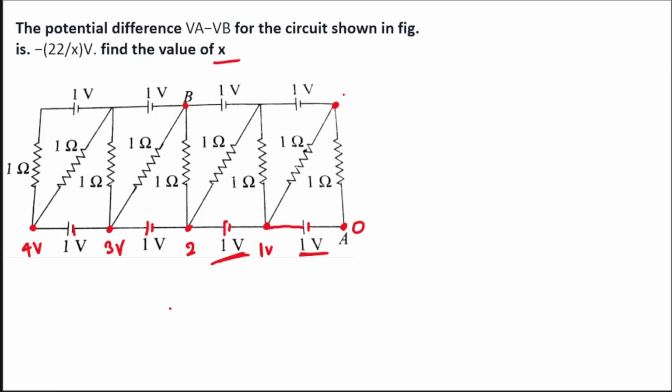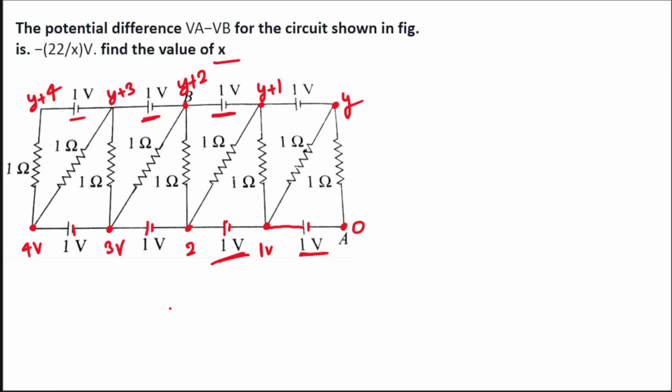Now let us assign this point also some potential. Let's say this point has a potential of y. If this has a potential of y, then this point will have a potential of y plus 1, giving a potential difference of 1. And if this is y plus 1, this should have a potential of y plus 2 in order to give a potential difference of 1 volt. And this should have y plus 3, and this should have y plus 4, each in order to give a potential difference of 1 volt.